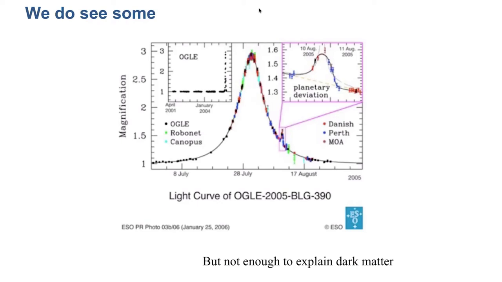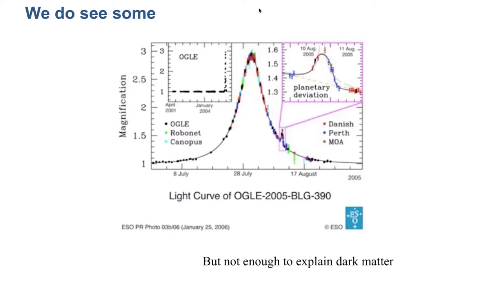But this doesn't happen very often. This is a pretty rare event. And it would need to happen really regularly in order for the entire mass of the galaxy, or 90% of it, to be explained by these massive compact halo objects.